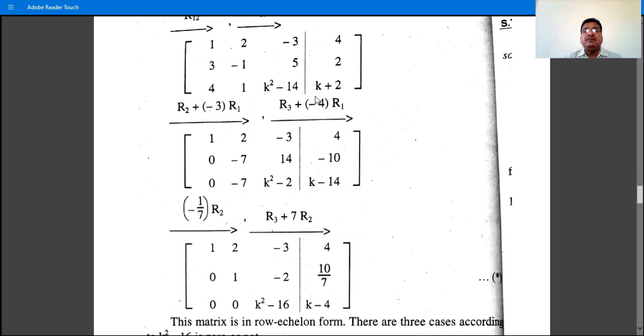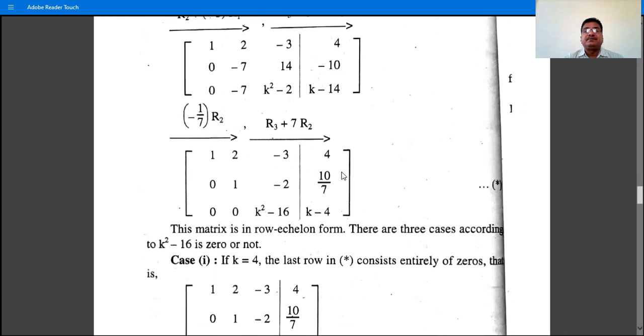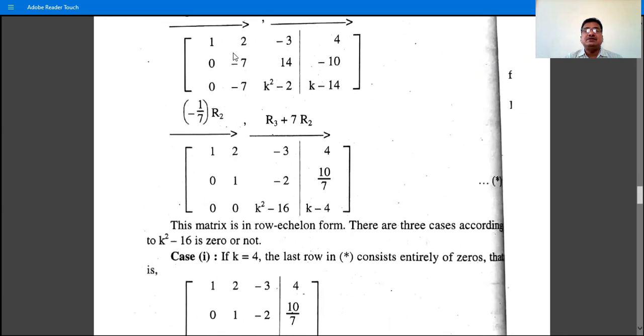If you multiply by minus 4 to this, then it becomes plus 12. So k squared minus 14 plus 12 is k squared minus 2. Then if you multiply by minus 4, then minus 16. So minus 16, k plus 2 minus 60 is k minus 40. Next, we reduce this minus 7 to 1, so minus 1 by 7 R2. So we have 1 at this place, minus 2, and at this place 10 by 7.